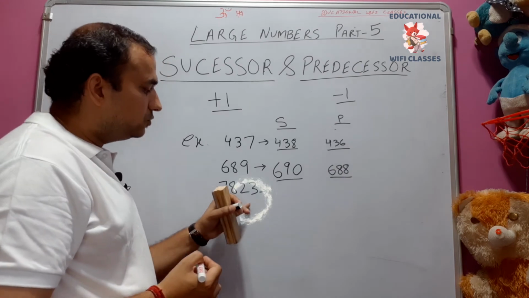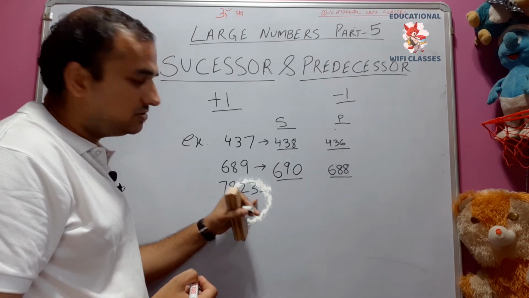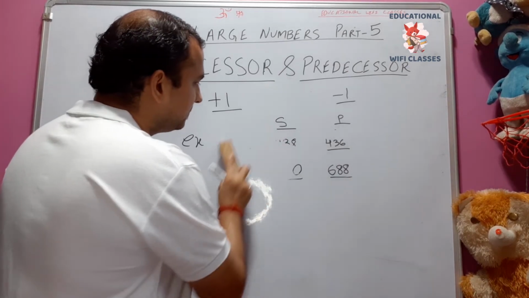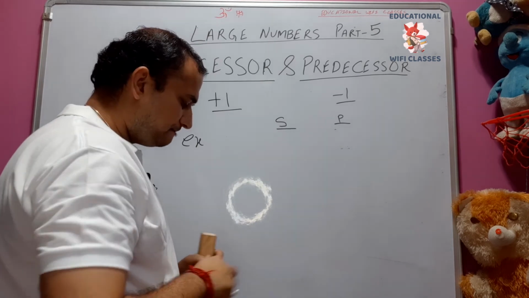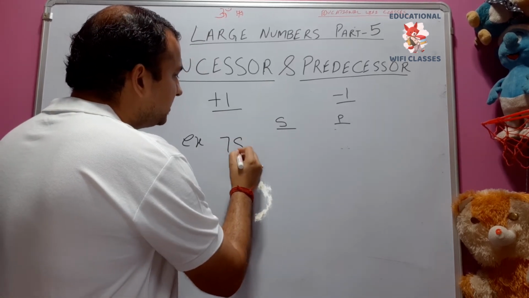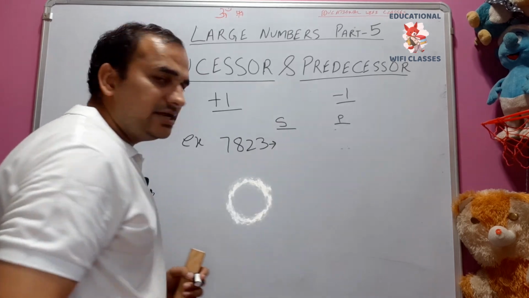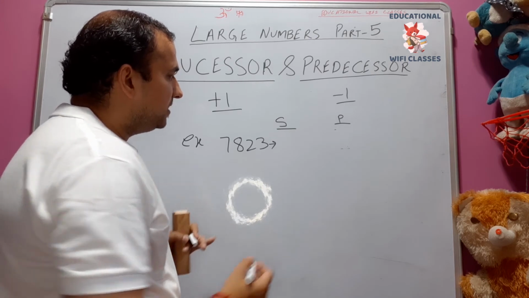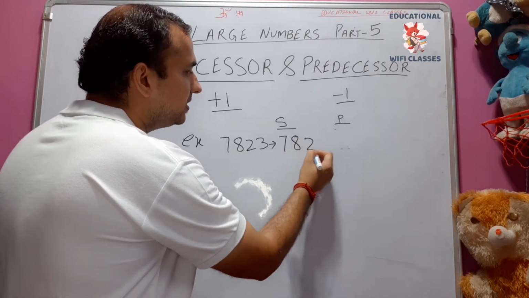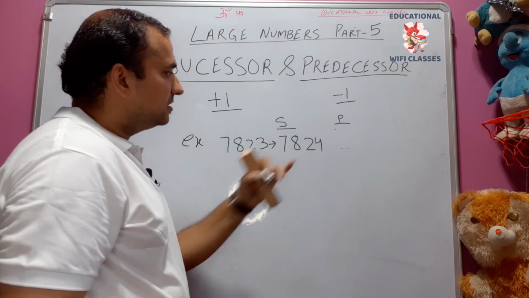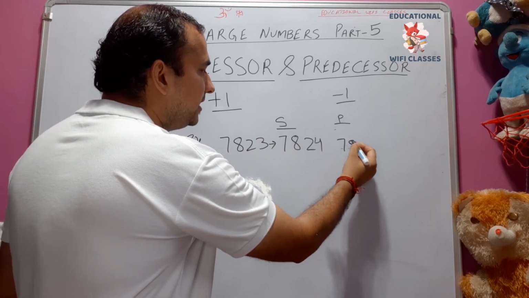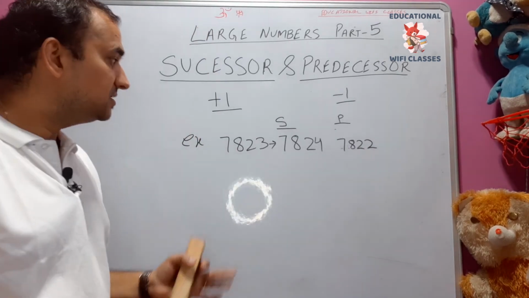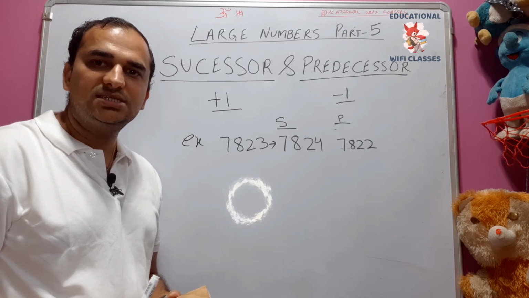Next one is 7823. Wait for a while, I'll just write it on top. I'll erase the other one. 7823. So what are we going to do? We'll add 1 here. When we add 1, it will become 7824. And for the predecessor, it will become 7822. Okay guys, so this is the way we find the successor and predecessor.